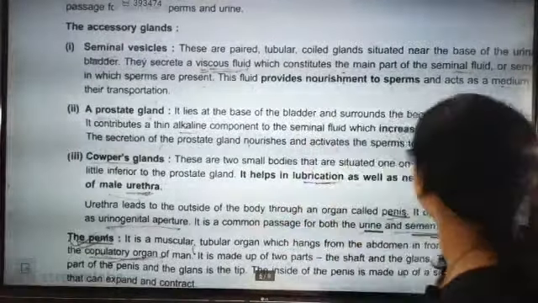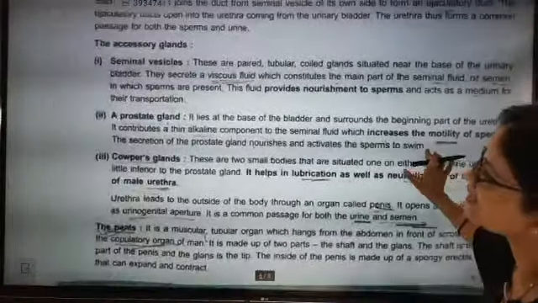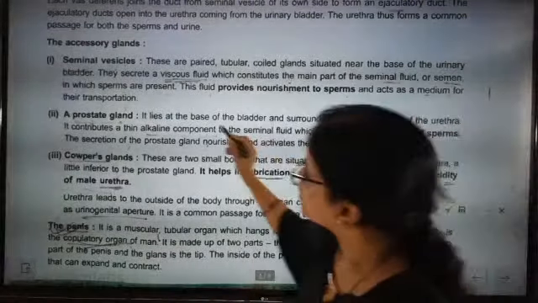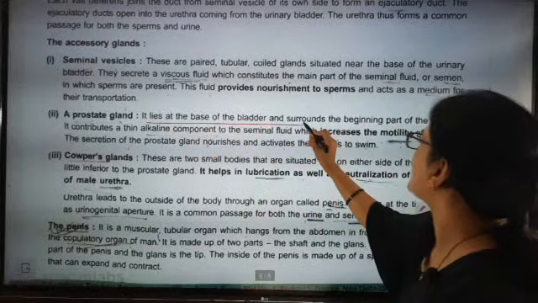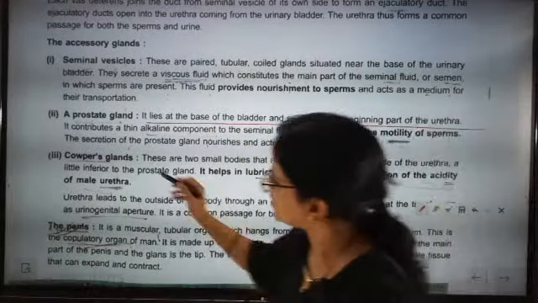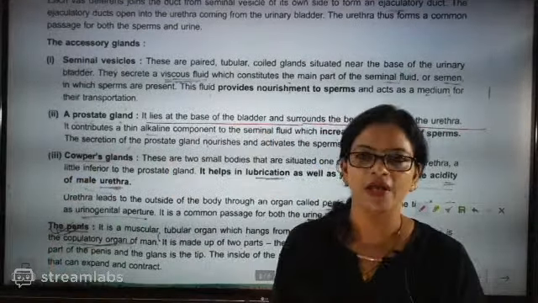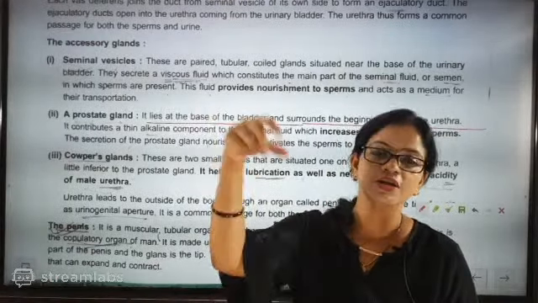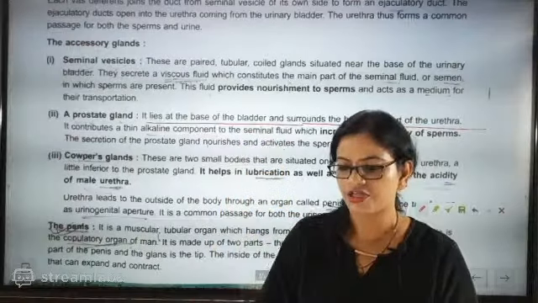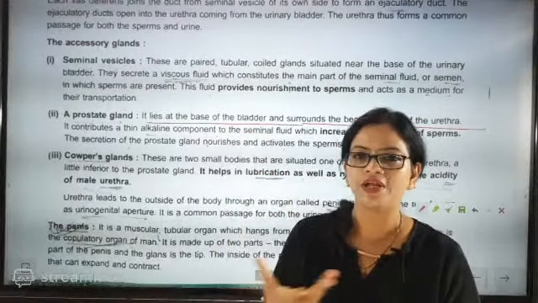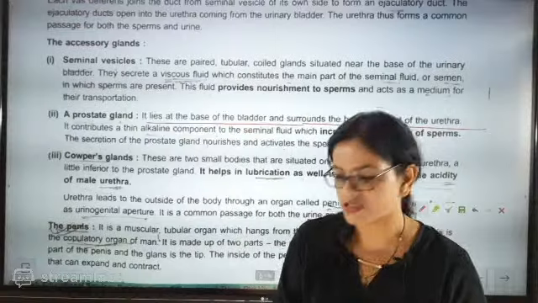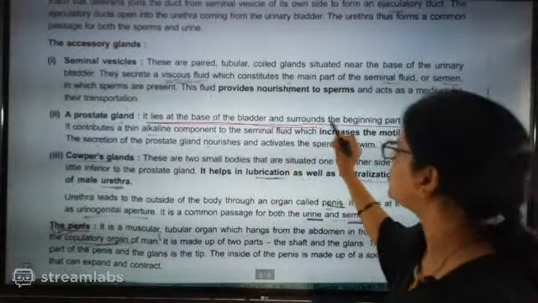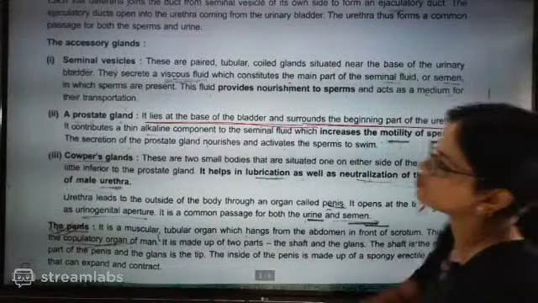The prostate gland lies at the base of the bladder and surrounds the beginning part of the urethra. The urethra is the opening. We know the urinary bladder is connected to the urethra, and the opening region is connected to the penis. Now we have to understand the next part. It lies at the base of the bladder and surrounds the beginning part of the urethra.